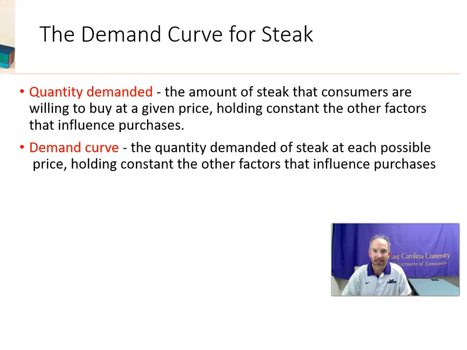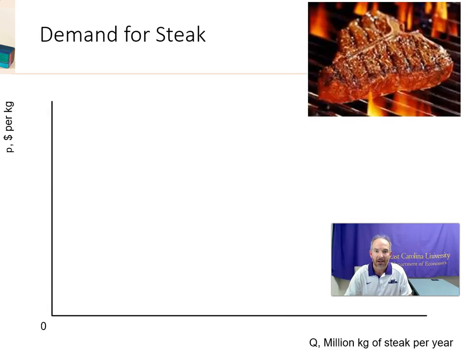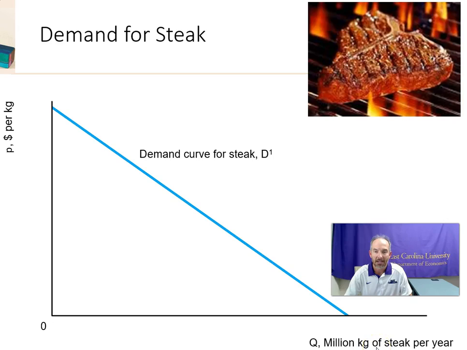First, let's identify these concepts. Quantity demanded simply tells you how much of the item, in this example, steak, that a consumer is willing to buy at each possible price. The demand curve is a graph of each of the quantity demanded points. So the demand curve is going to plot the price of the item, in this example, steak, with the quantity demanded. And we are going to start with a given price and a given quantity demanded.